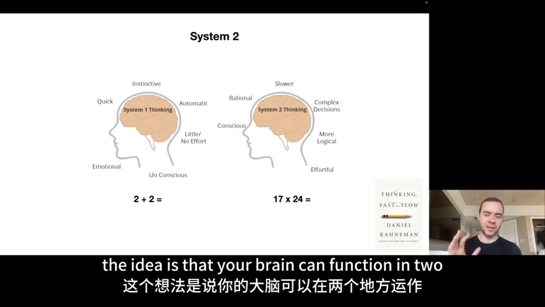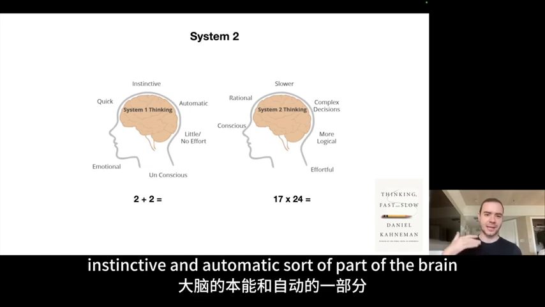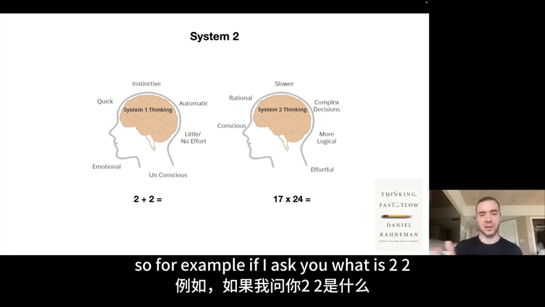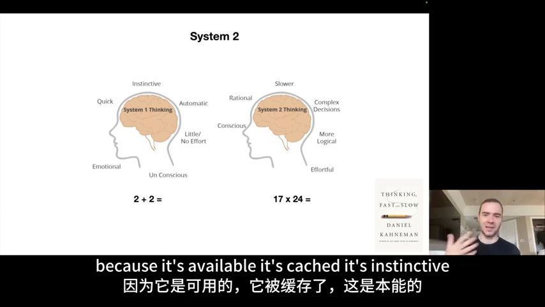The idea is that your brain can function in two different modes. System 1 thinking is your quick, instinctive, and automatic part of the brain. For example, if I ask you what is 2 plus 2, you're not actually doing that math. You're just telling me it's 4 because it's available, it's cached, it's instinctive.